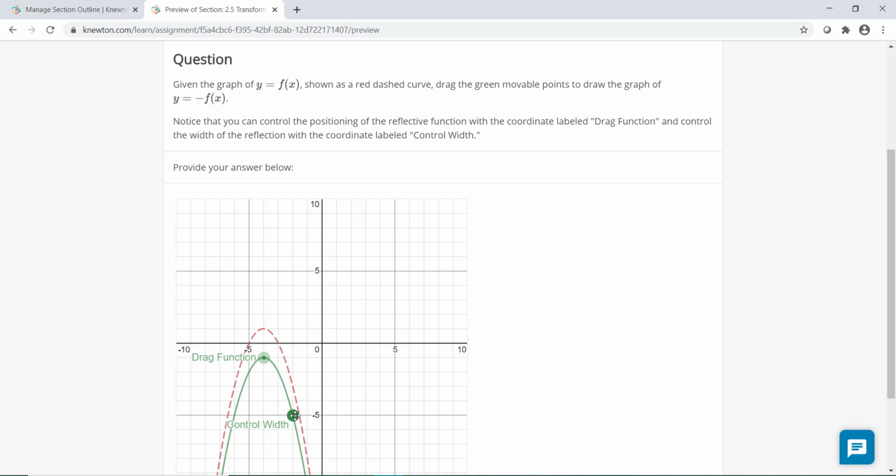And then I need to flip this. So we need to control how wide it is. I'm going to go back to our dashed point. Let's see if I can get it right where I wanted it to be.